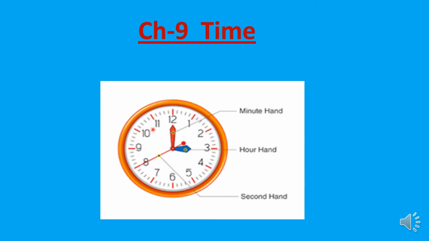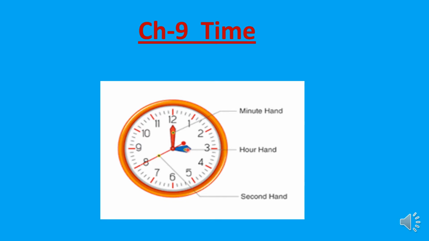The face of a clock is called its dial. Children, what is this? This is the hour hand. It's the smallest hand. The hour hand is the smallest hand. It indicates the time in hours.